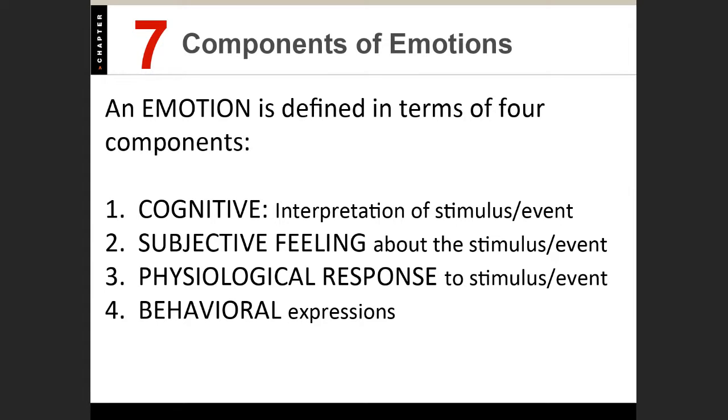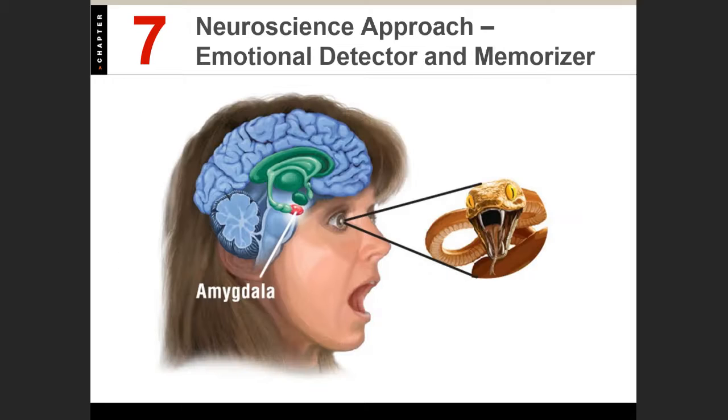All right, so continuing on, one of the things we want to remember if we're looking at emotions from a neuroscience or a physiological approach is that the amygdala, and we've encountered the amygdala before, is our emotional detector in the subcortical region of our brain. It's also the emotional memorizer for particular types of stimuli or events in our lives.